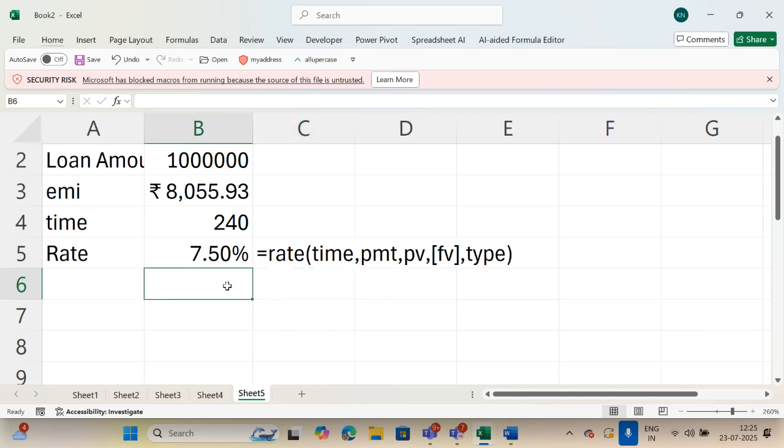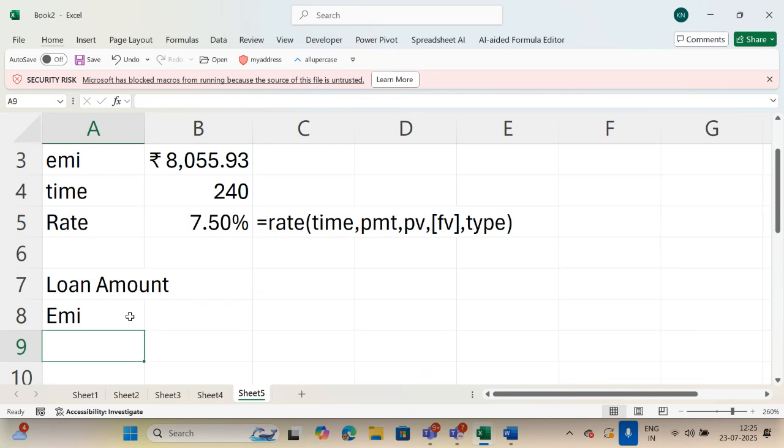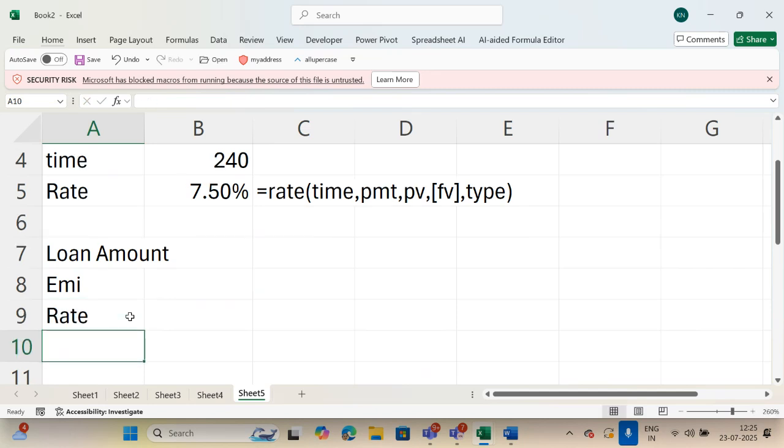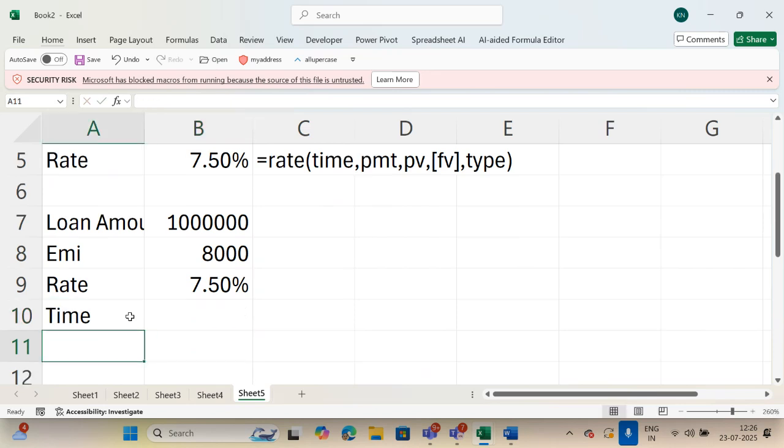Now next, suppose I know the loan amount, the EMI payment, and the rate, but I don't know the time. The loan amount is 10 lakh rupees. EMI would be 8,000 rupees per month. The rate is 7.5%. But I don't know the time. By how much period should I pay so that the loan amount will be repaid?